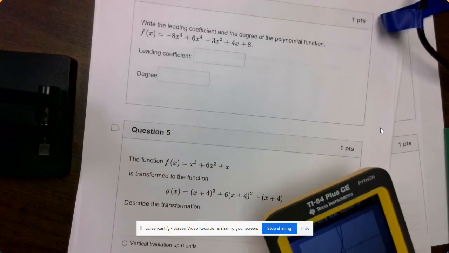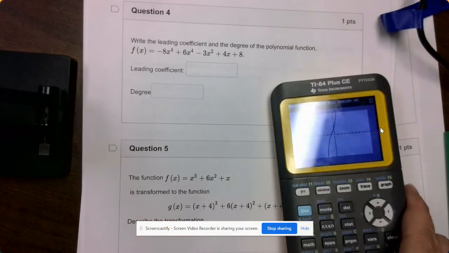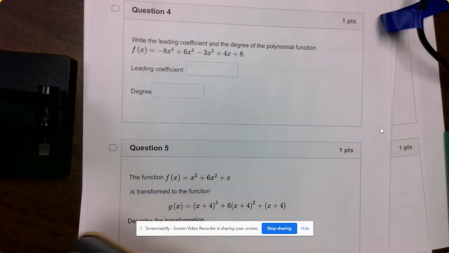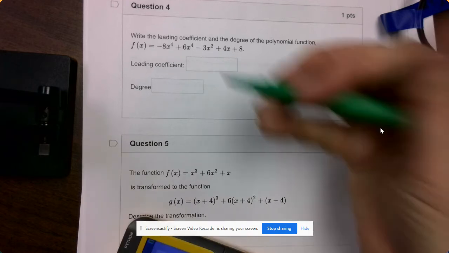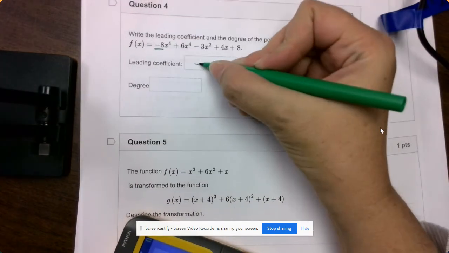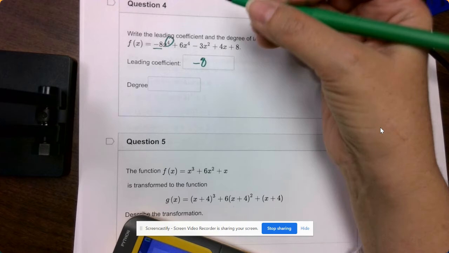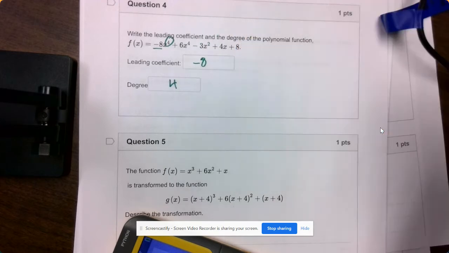Okay, so on this one, leading coefficient, that's going to be the leader, the one in front, the first number, everybody. So that's -8. Degree is going to be, it's the fourth power, that's the highest one, so we put to the fourth power.